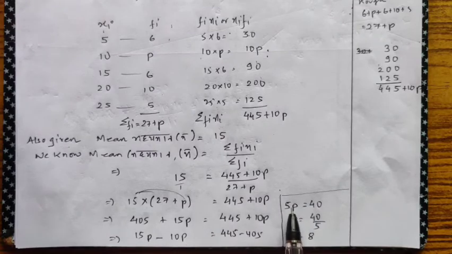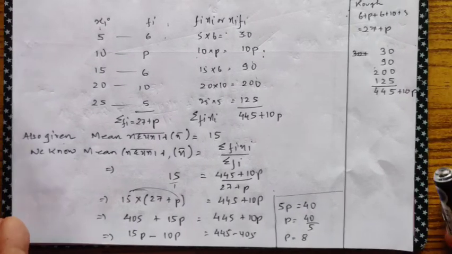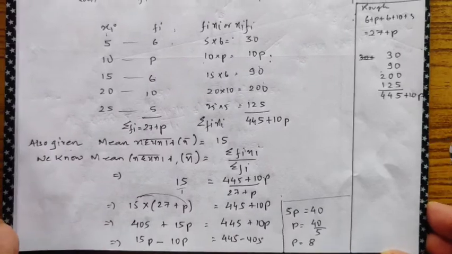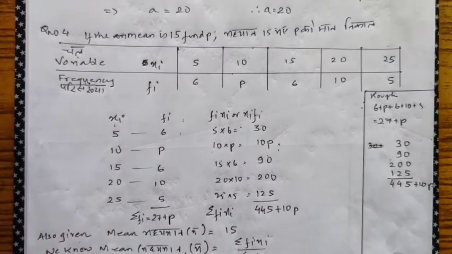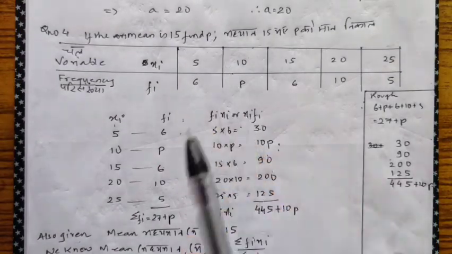15p minus 10p becomes 5p. Subtract this, becomes 40. p equals to this, 5 will go down. So p, 5 into 8 times is 40, and you'll get the value of p. So we got the value of p as 8.